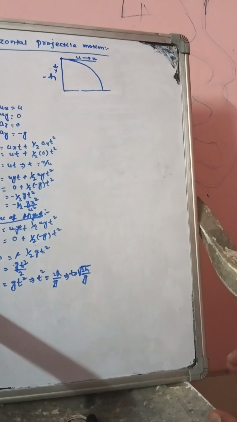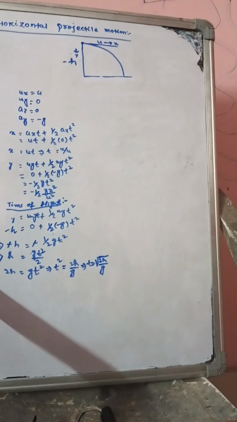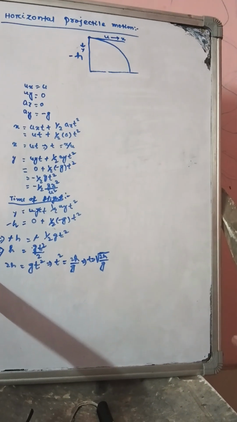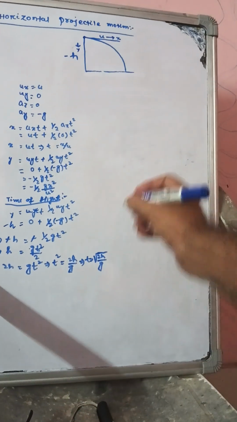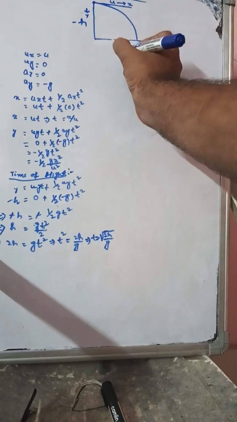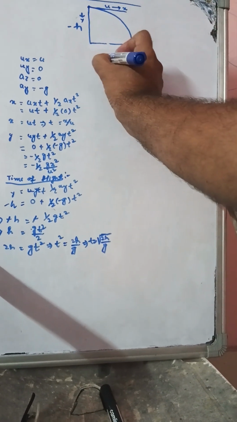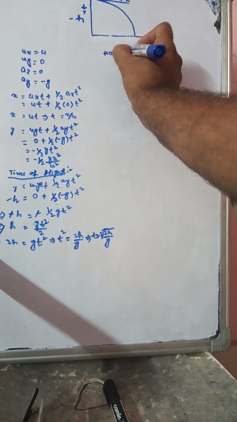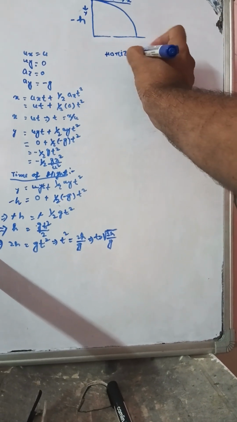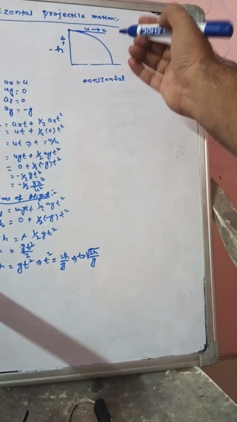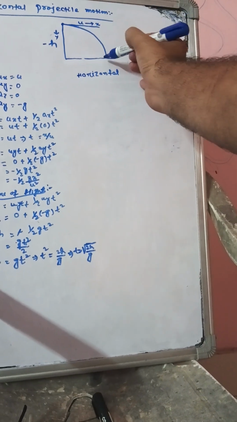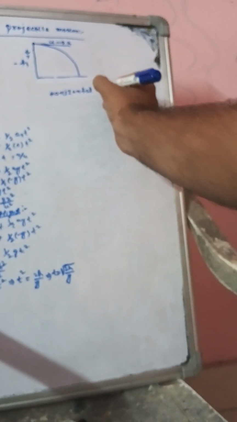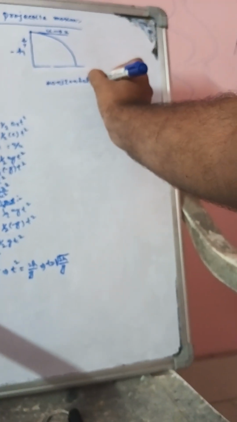Is that clear? Up to this we have understood very well. Then horizontal range. Horizontal range is R. Horizontal range will be found along the x-axis.